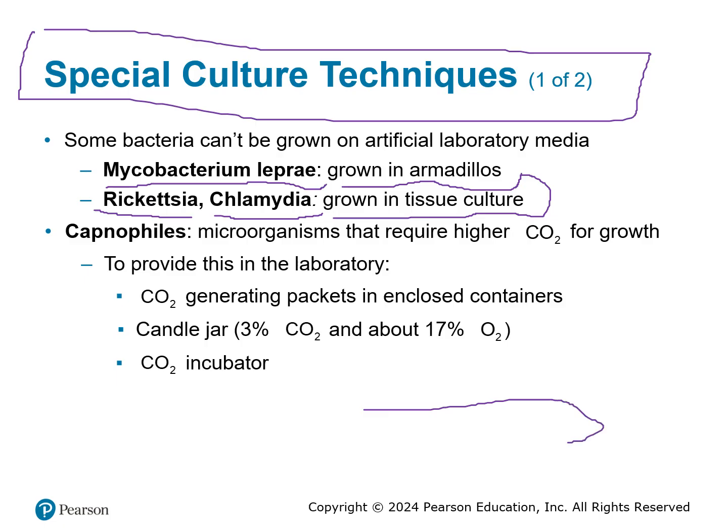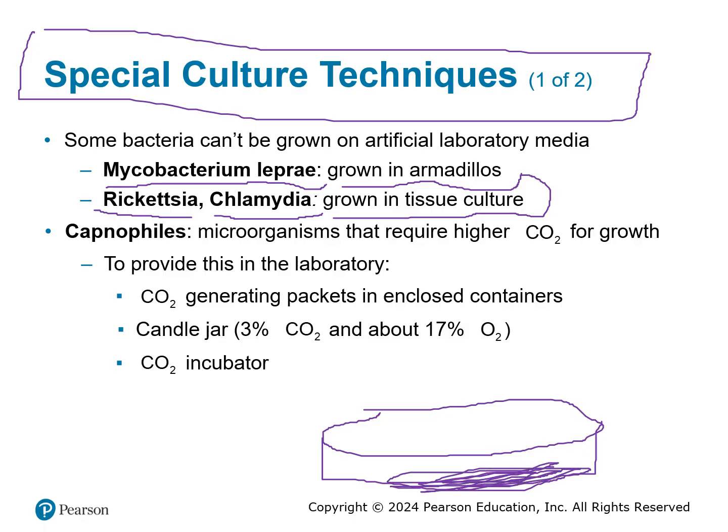So you'll have a petri dish or a flask, probably a flask, and in there you're going to have maybe human cells or animal cells, and you're going to grow the bacteria inside the individual cells. All right, then we have what's known as capnophiles. This is a microorganism that's going to require more carbon dioxide for growth.